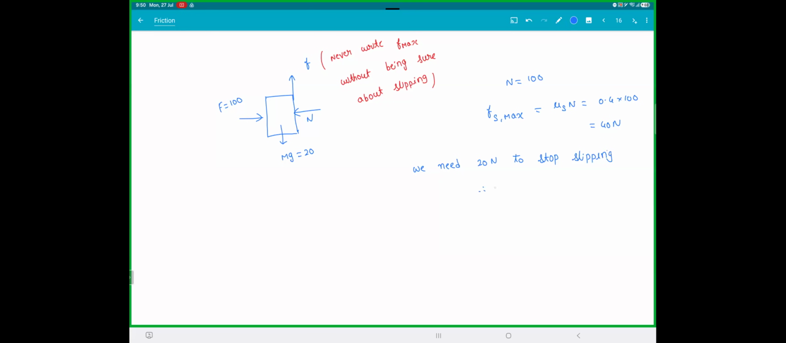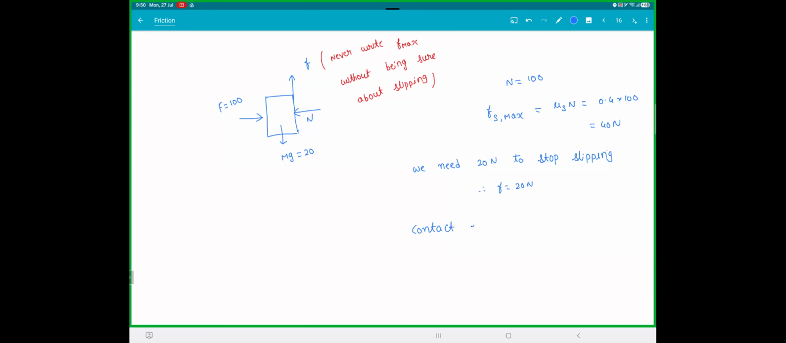So therefore, friction is 20. This is the problem with the friction. Did you see? Friction's magnitude can change, friction's direction can change. You have never encountered a force which is as hopeless as this. Meaning no direction is fixed, no magnitude is fixed, it does anything. That's why we have a separate chapter for it.